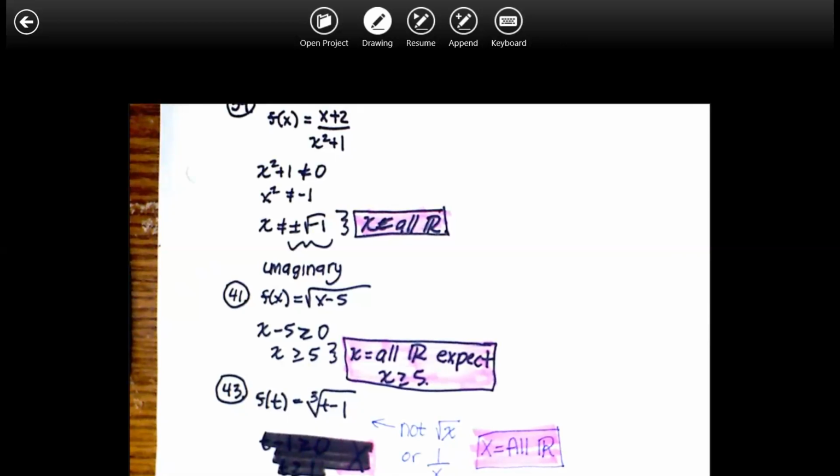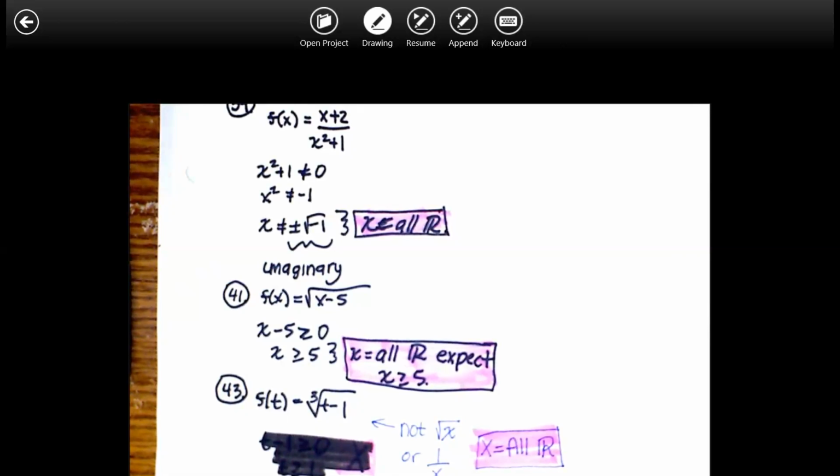And then the bottom one, did you guys get t must be greater than 1? Is that what you guys got? But is this a square root? No. What is it? Cube root. So in this case, it's not a square root, it's not a fraction, so it's all real numbers.